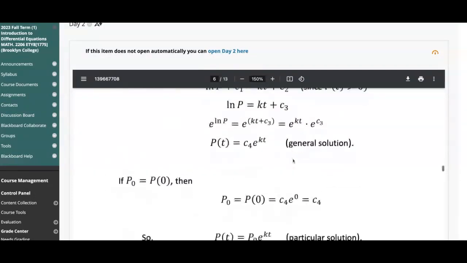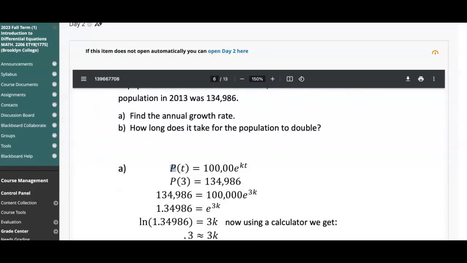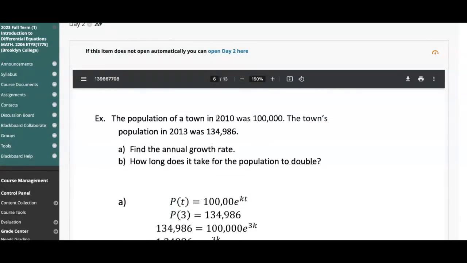That means P of t equals 2 times P naught, where P naught is the initial value. So P of t equals P naught, the initial population, times e to the kt. So we'll have this P of 3 years, because the starting year is 2010. So 2013 will be the 3rd year. That means P of 3 years later, the population is this.